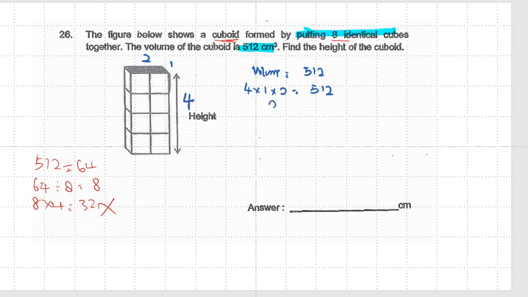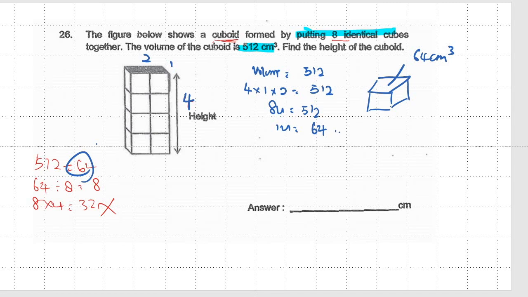So if 8 units equal 512, 1 unit will be equal to 64. Okay? So you get something like that, yes, 64, but in your working you didn't actually show how you get 64. Okay? So if 1 unit is 64, that means 1 cube like that has a volume of 64 centimeter cubed.